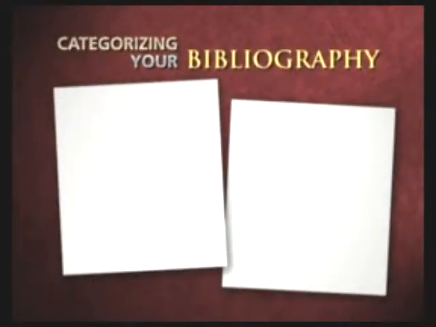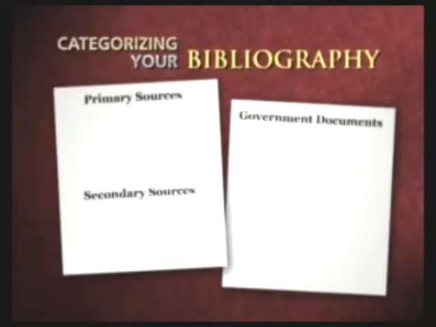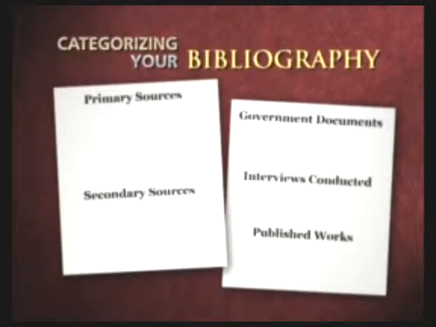In some cases, for example, if you're writing a long paper with many sources and many kinds of sources, you may even want to divide up your bibliography into various categories of works. For example, you could create a bibliography that listed under separate headings primary sources and secondary sources. Or for a different kind of paper, you might have a bibliography divided up into government documents, interviews conducted, and published works.